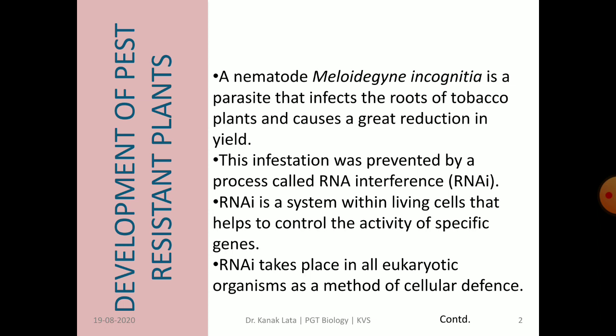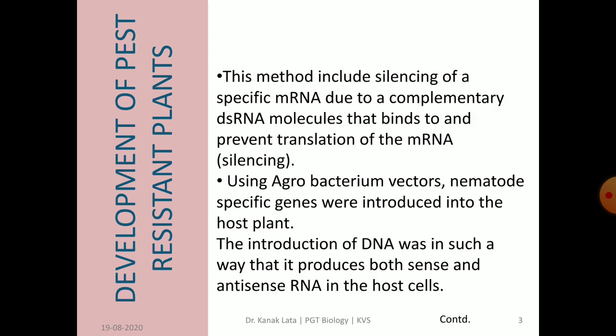RNA interference is a powerful reverse genetic tool to study gene function. RNA interference is a system within the living cells that helps to control the activity of specific genes. This RNA interference takes place in all eukaryotic organisms as a method of cellular defense. This method involves participation of a long double-stranded RNA, that is dsRNA, to silence the expression of target gene.